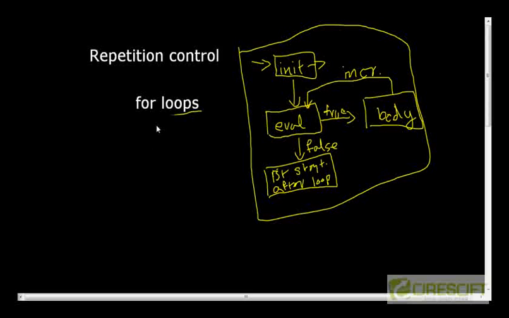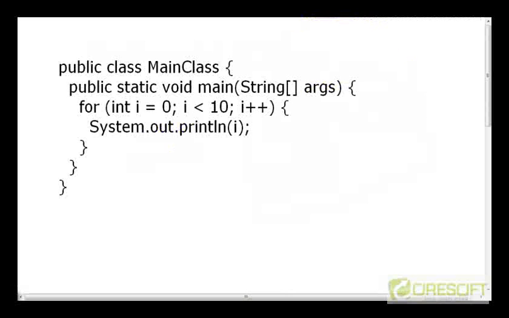Now, the other two kinds of loops we will look at in future videos are the while loop and the do while loop. They are also similar kinds of repetition control structures, but with a different flowchart for how the logic is controlled. That said, let's look at a code example of a for loop in Java.